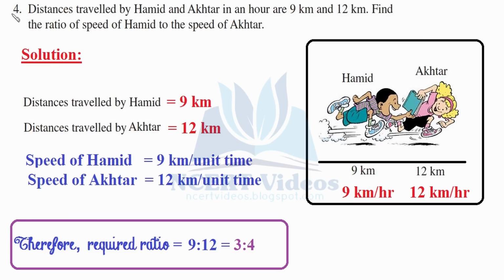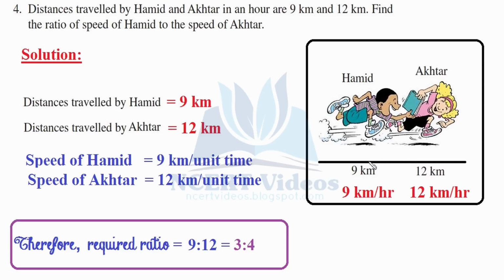Question 4. The distances traveled by Hamid and Akhtar in an hour are 9 km and 12 km. Find the ratio of the speed of Hamid to the speed of Akhtar. You can see here, this is Hamid and this is Akhtar. Hamid travels 9 km and Akhtar travels 12 km. It is given in the question, therefore we have written it.